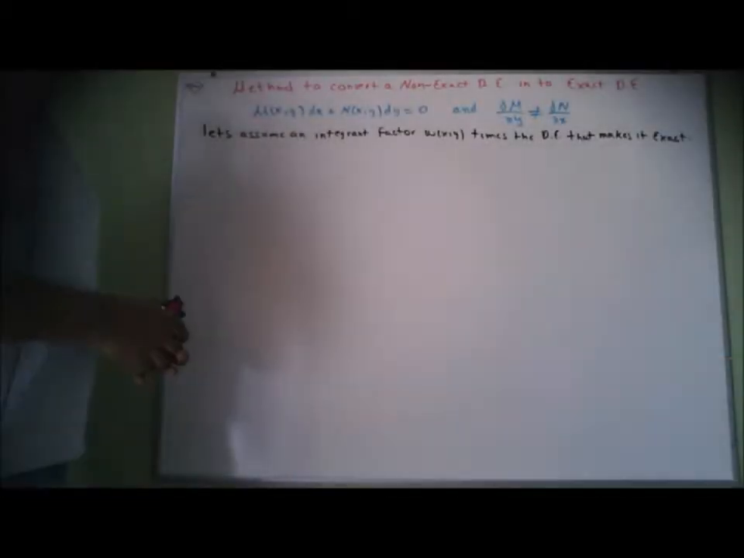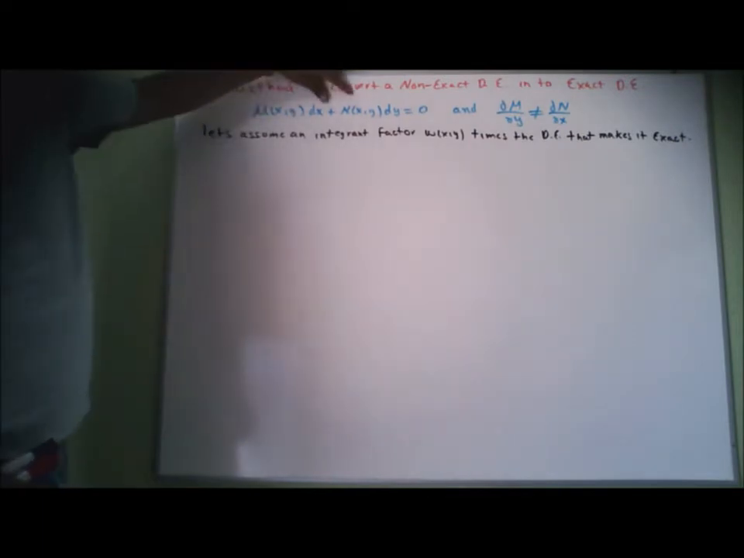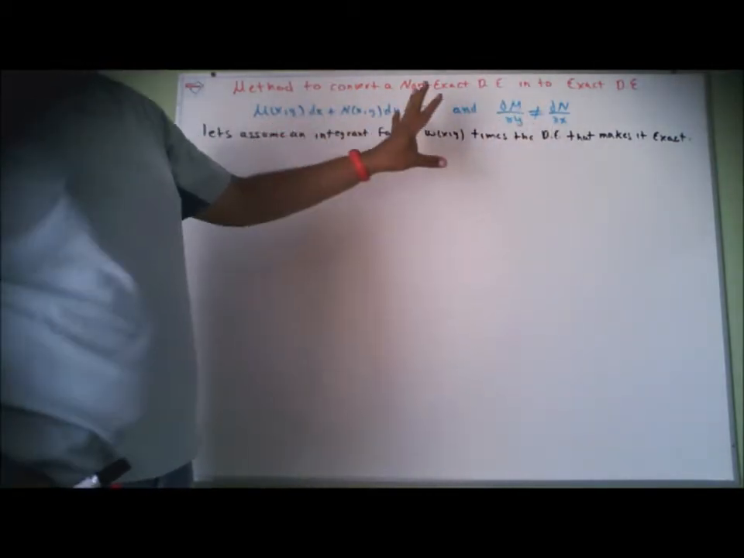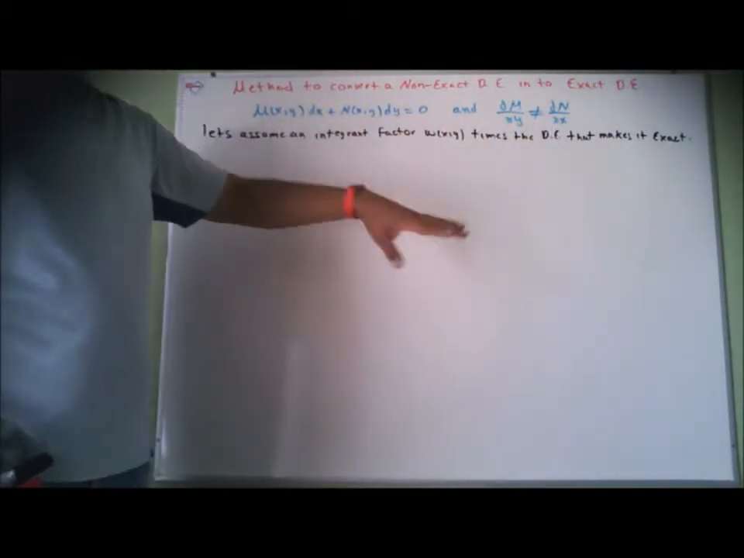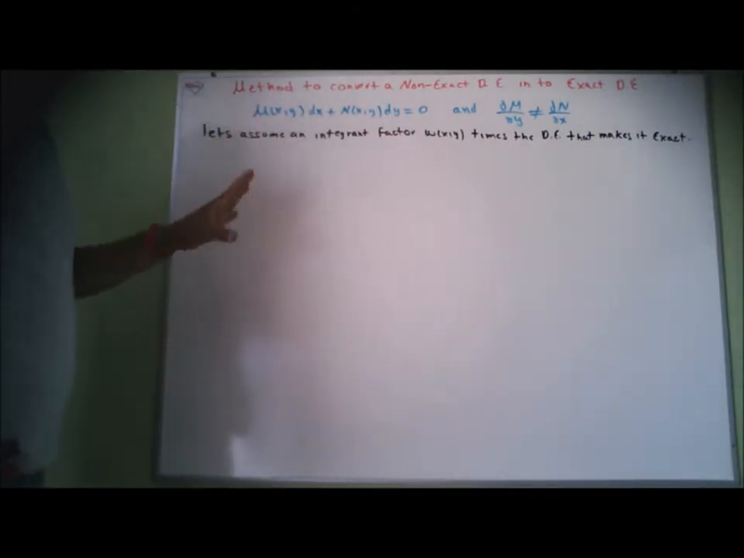Okay, in this video we are going to talk about a method to convert a non-exact differential equation into an exact differential equation. It's a method that not always works, but you can try it. It applies when you have the shape of an exact differential equation, but the cross partial derivatives are not equal, so it is not an exact differential equation.